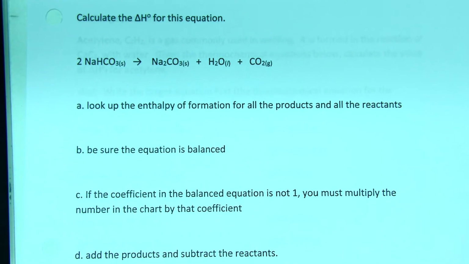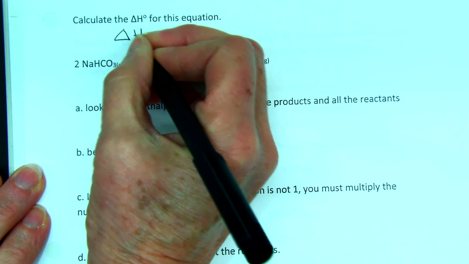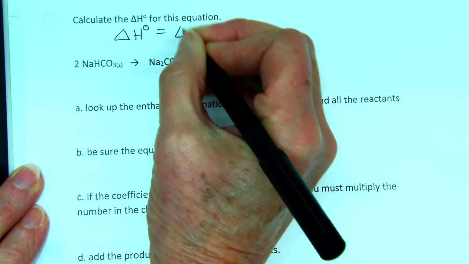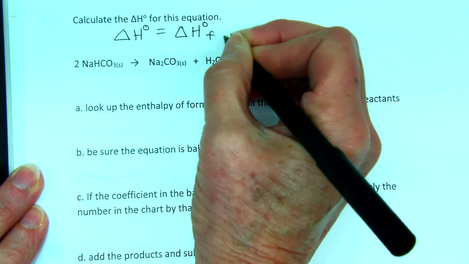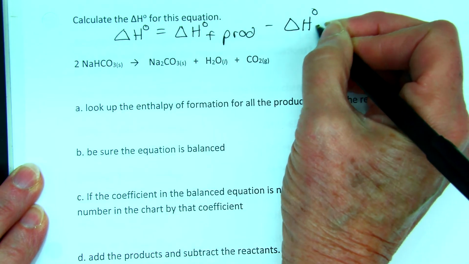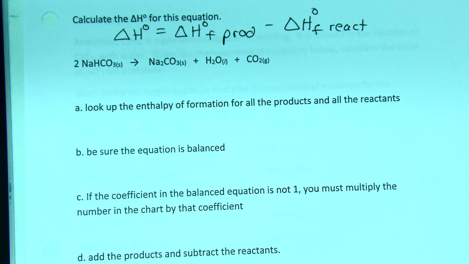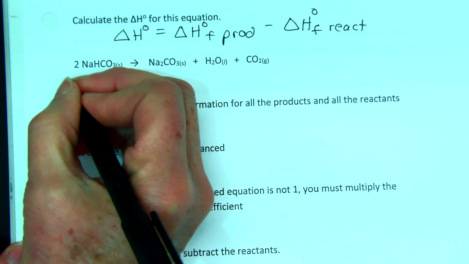We're going to calculate delta H0 for this equation. So we look at this and we know that delta H0 is equal to the standard enthalpy of formation of the products minus the standard enthalpy of formation of the reactants. So in order to figure this out, the first thing we do is grab our chart and we look up the enthalpy of formation for all the products and all the reactants. And I did this ahead of time.